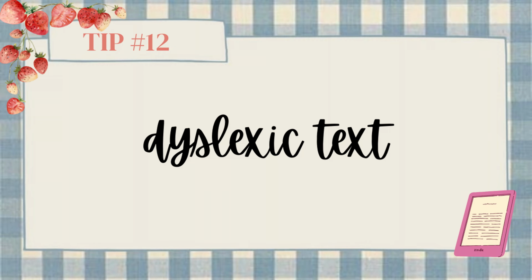So tip number 12 is dyslexic text. This is very unique. I know quite a few people in my life who are dyslexic and they don't like reading because when they're reading, they just can't comprehend what they just read, or they're reading a book and their eyes are all over the place and they're scattering everything. So I think it's so awesome that Kindle has this feature.